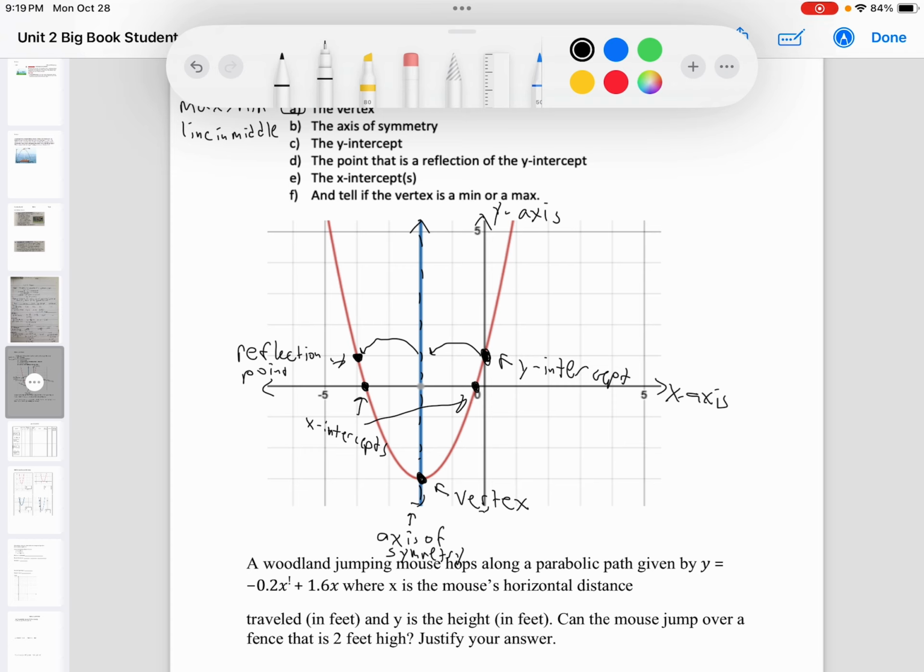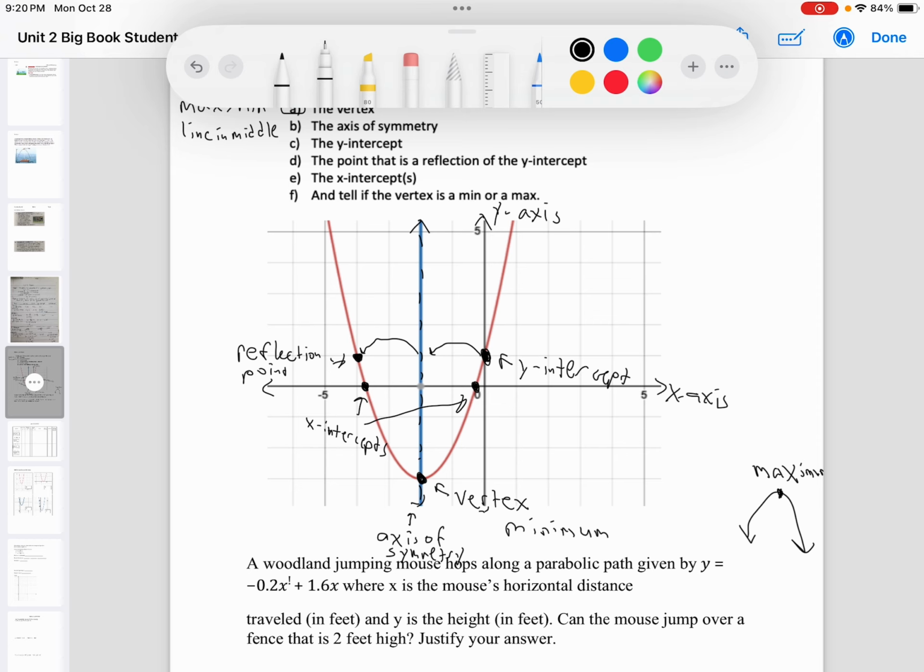And finally, it asks to tell if the vertex is a minimum or a maximum. This one here is a minimum, because it is the lowest point. If you did have a graph that was like this, then the vertex would be a maximum. So if it was kind of an upside down quadratic, then it would be a maximum.